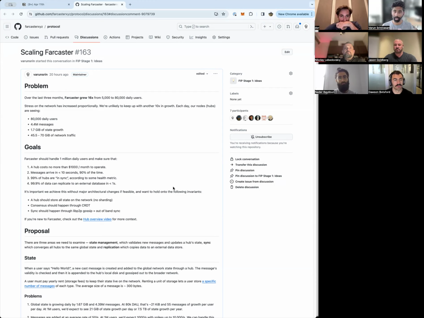Third goal is we want to make sure that hubs stay in sync. And we have some metrics for how we measure this, which is roughly how caught up are you with the latest state of the network. But again, we want to make sure that 99% of well-functioning hubs are in sync with the network.